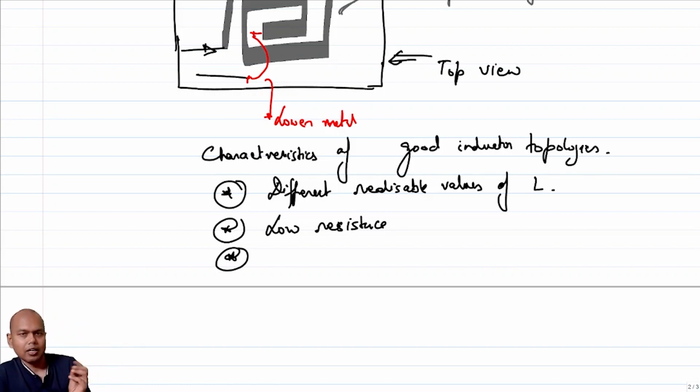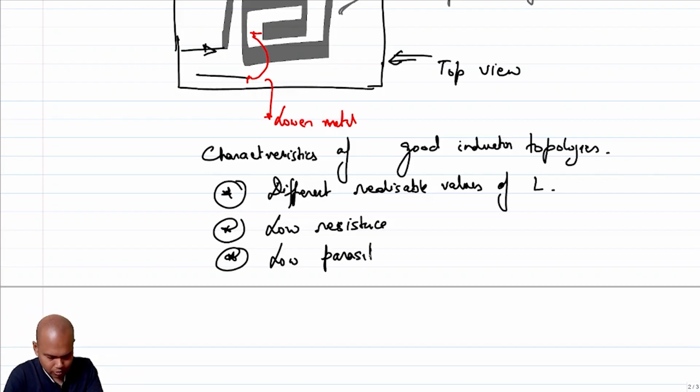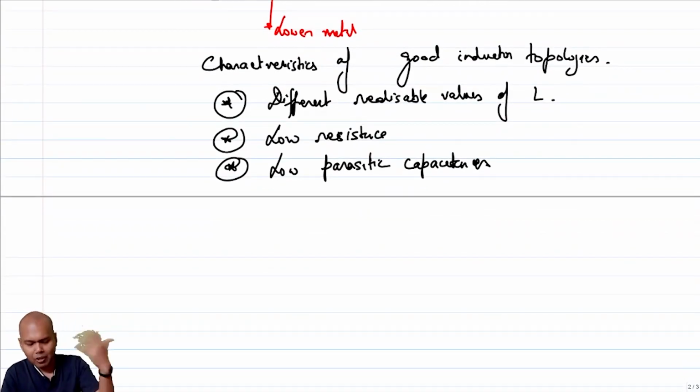And third, this is not very obvious if we do not think about it, but if there are any associated capacitances, you would like to minimize them as well, because ultimately you are trying to make an inductor, not a capacitor, right? Low parasitic capacitances, correct? Okay, so at a very top level we understand this, right? So this is what we need.